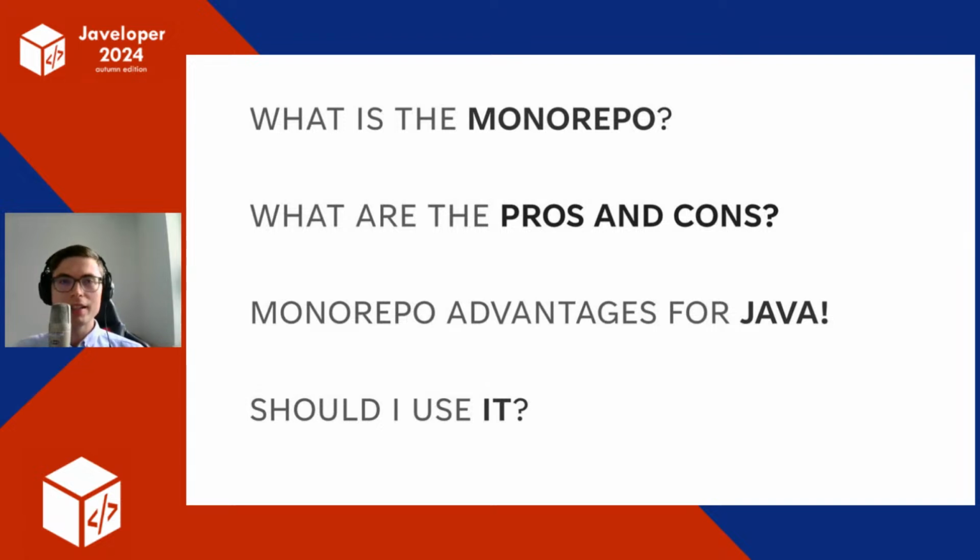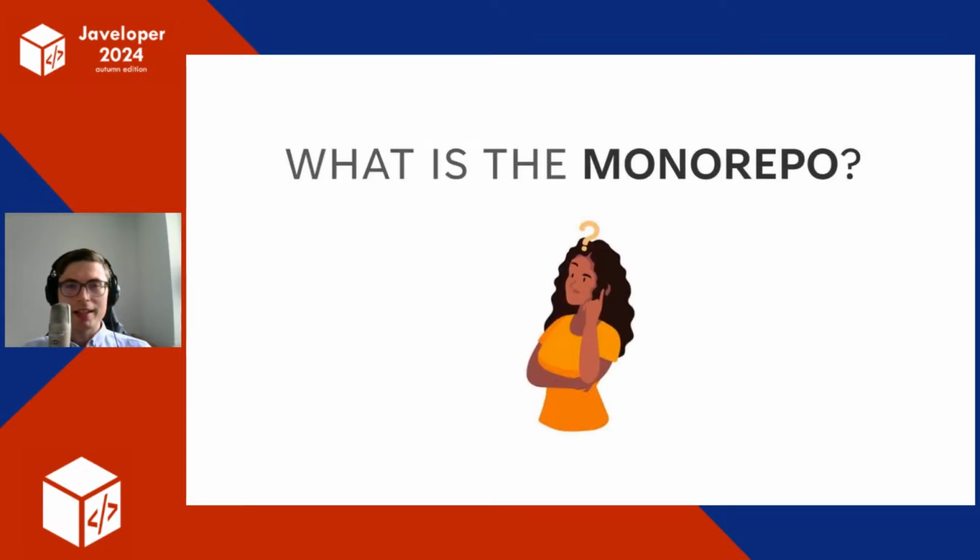So here is the agenda for this presentation for today. We'll start with defining what is the Monorepo, what are the pros and cons of using this approach. We'll take a look what advantages can it bring to Java development. And at the end, the goal is to help you make an informed decision if you should consider using this approach or not. So once again, let's start with this basic question: what is the monorepo?